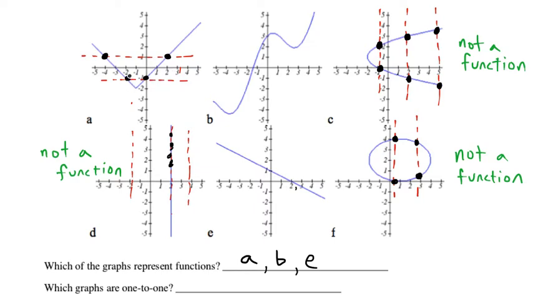These horizontal lines are touching twice. That means that A fails the horizontal line test. So it's a function, but not a one-to-one function. Okay, let's try this one.